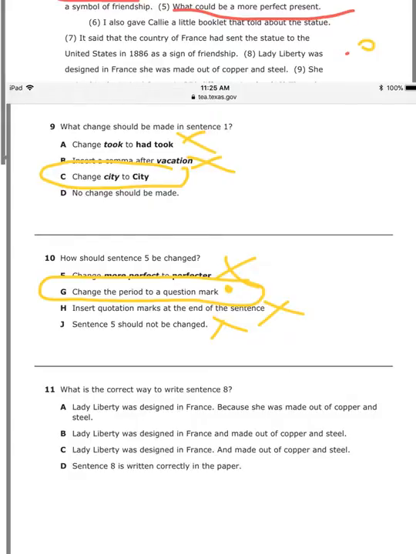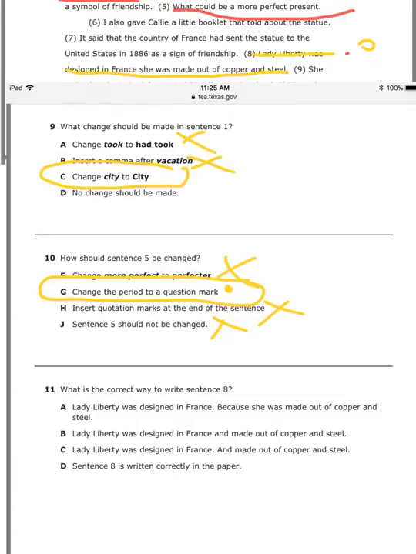Another question. Question 11. What is the correct way to write sentence 8? And I got sentence 8 right here. I'm going to underline it. And it says, Lady Liberty was designed in France. She was made out of copper and steel. It's like a run-on. You're running your words. Lady Liberty was designed in France. End of the story, end of the idea. Another idea. She was made out of copper and steel.